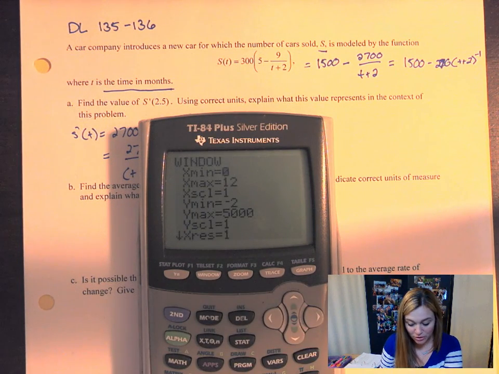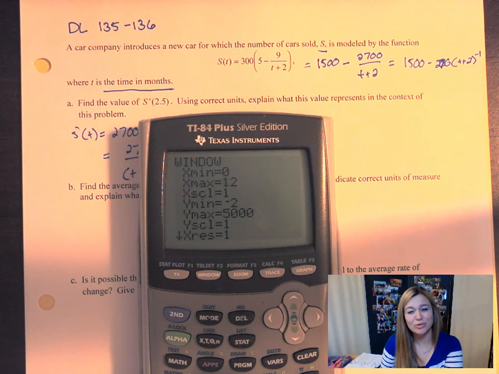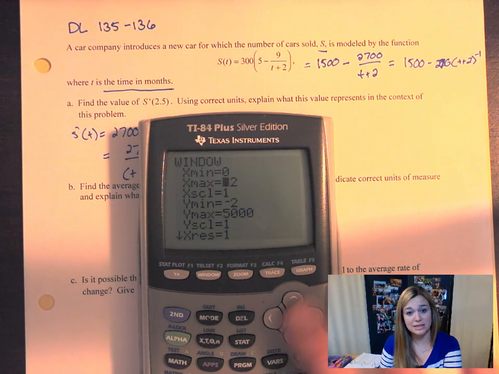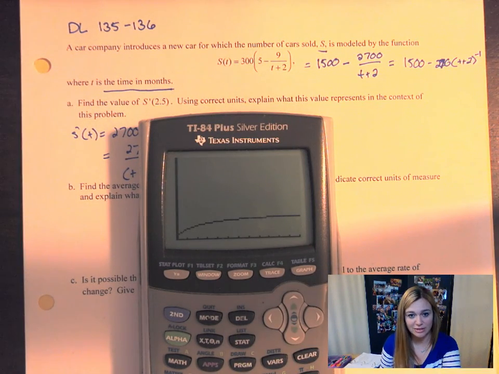When I changed my window, since we were talking about months, I changed it from 0 to 12. For the number of cars sold, honestly, I just guessed. I wanted to see below 0 and up to, I don't know, 5,000, and I got something that looked like that.